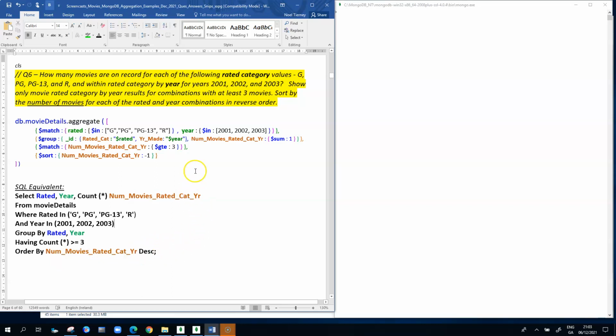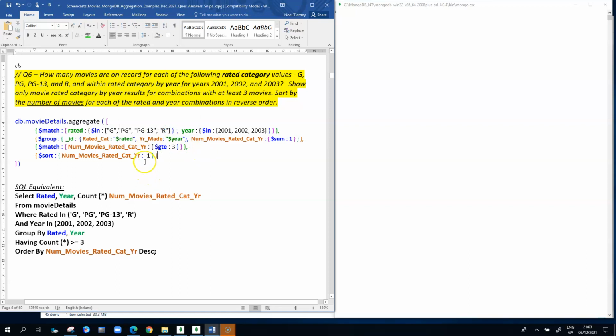What that means is in my initial match, I'm only considering movies that have a rated value that's $in, and the 4 possible values are here in the square brackets. Likewise, I'm looking at a year that's in one of 3 possible years. And again, notice that I don't put a $ sign in front of rated or in front of year in the match stage, whereas you see that there is a $ sign in front of rated and year in the group stage.